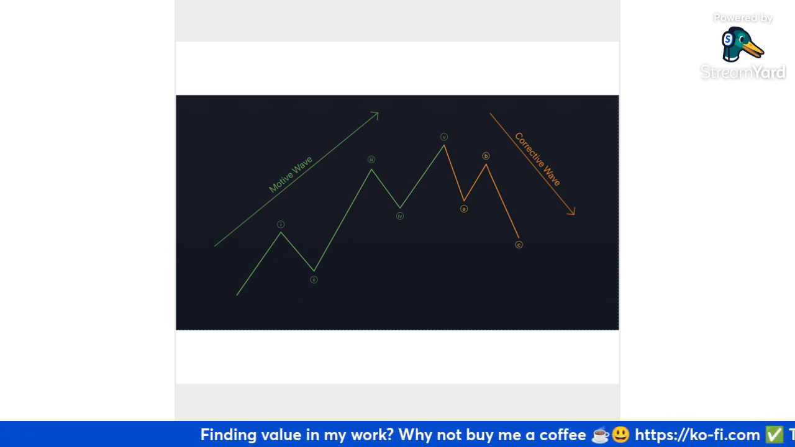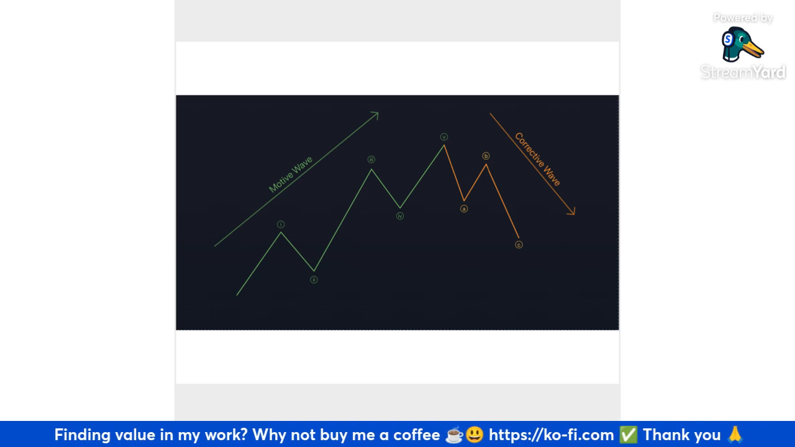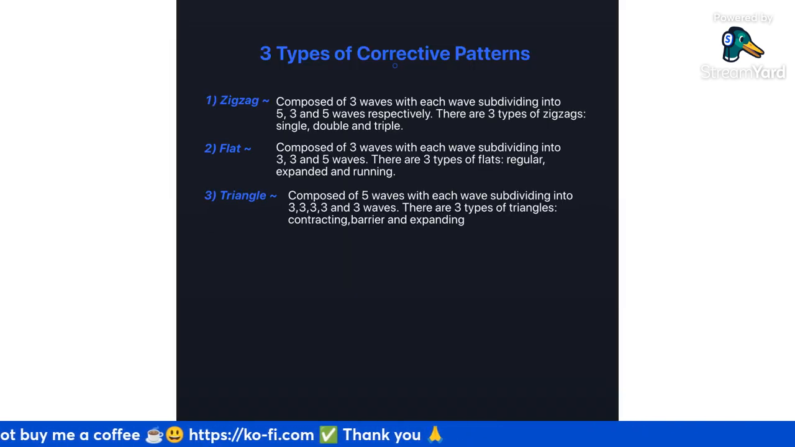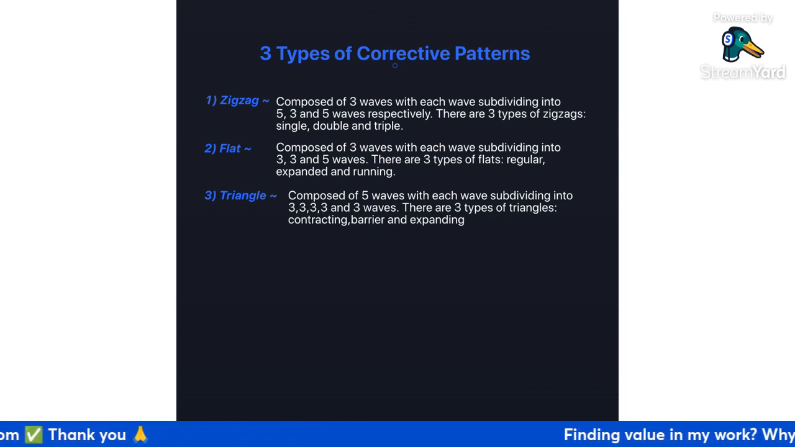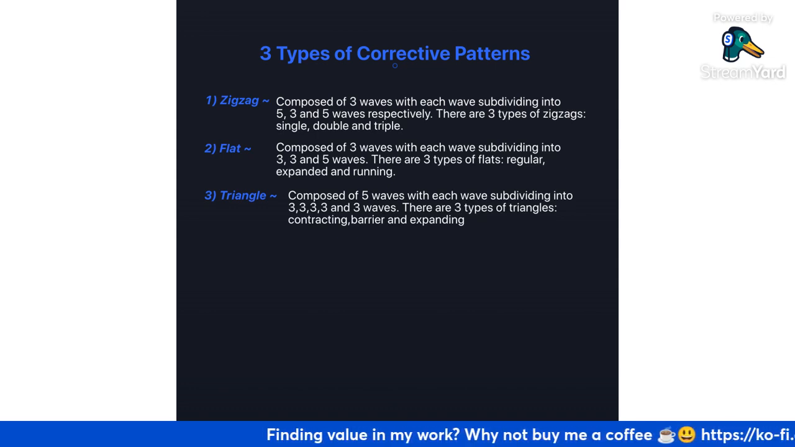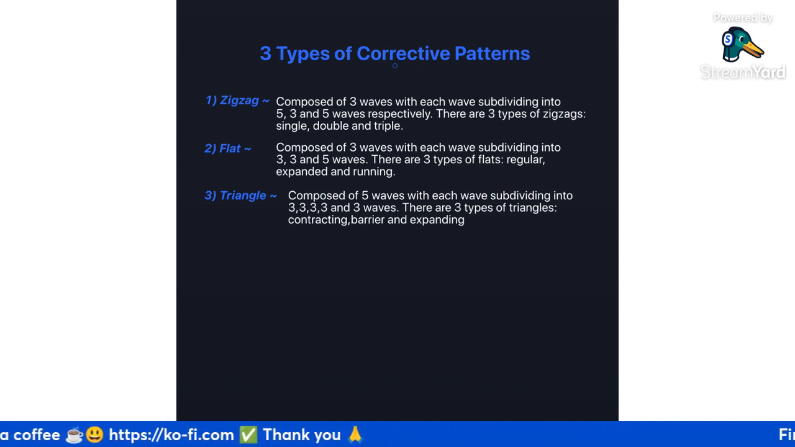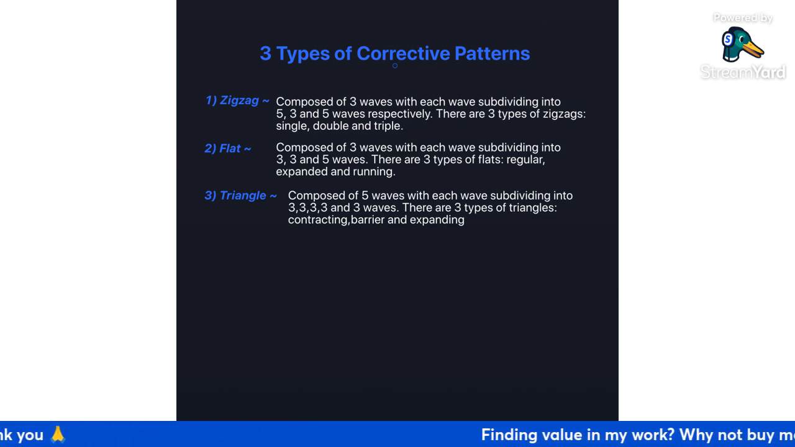All right, so there's a couple of things we need to keep in mind regarding these types of structures. One thing is, what type of corrective pattern are we looking at? There are 3: a zigzag, a flat, and a triangle. For the purposes of this video, I'm not going to get into the triangle. That'll be a separate video. But zigzags and flats are the most common types of corrections. The biggest difference between the two are the sub waves, the way they are structured internally.